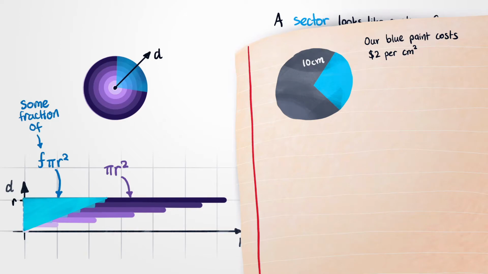Now in order to approximate this cost, we're going to need to start by finding the angle. Say in this case we found that the angle was approximately equal to 100 degrees. Now since there are 360 degrees in a full circle, then the fraction we're after is just 100 over 360.